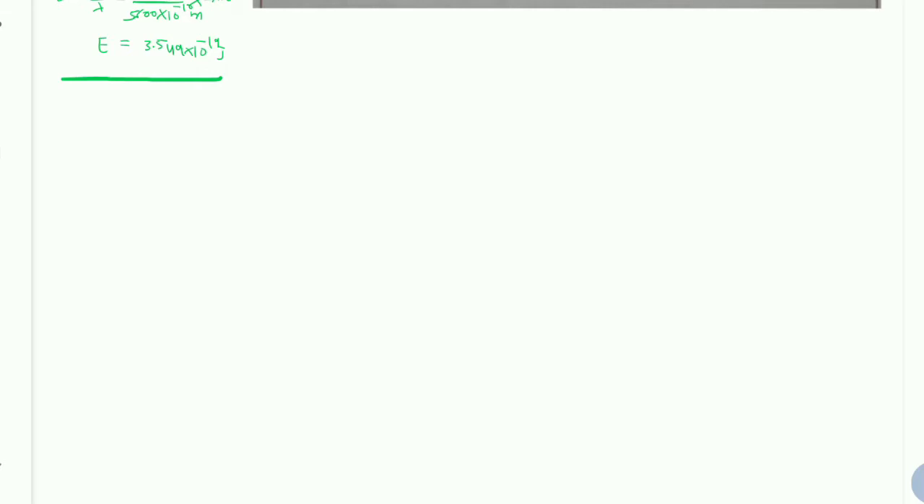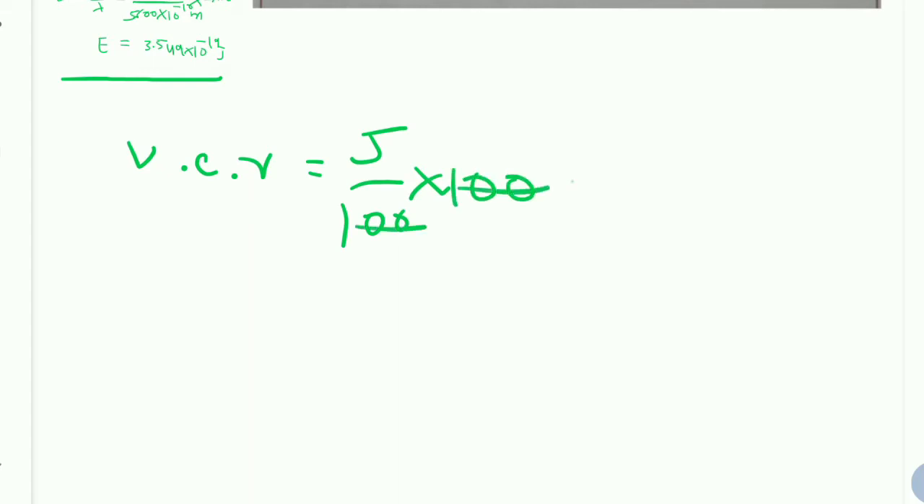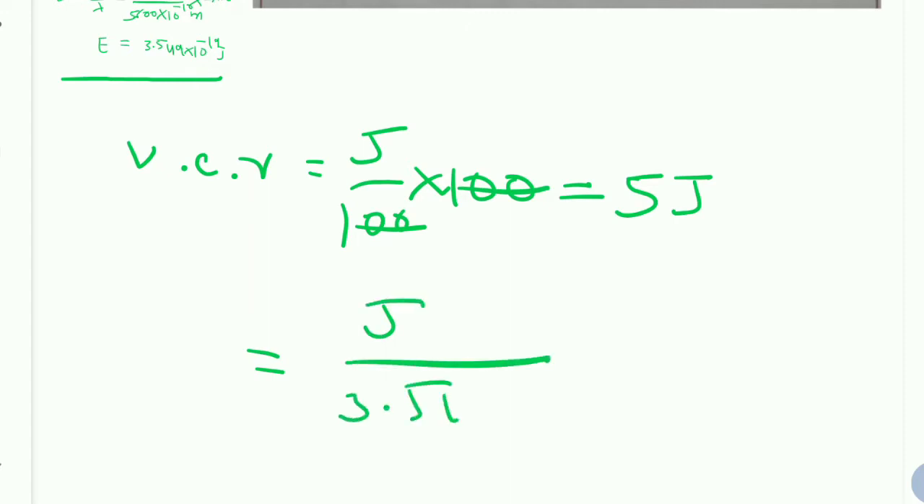Visible energy radiated by the bulb per second is equal to 5 into 100 into 100, which is 5 joules. So the number of visible photons emitted per second is 5 divided by 3.549 into 10 to the power of minus 19.